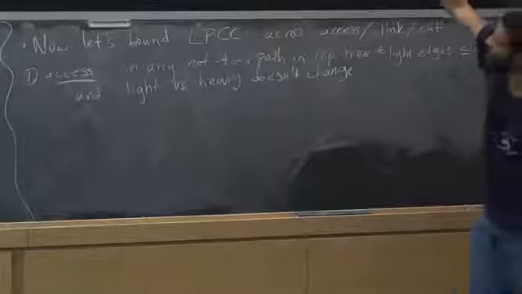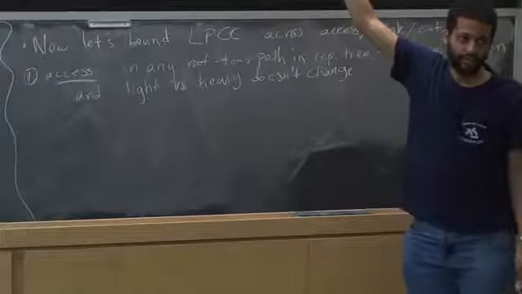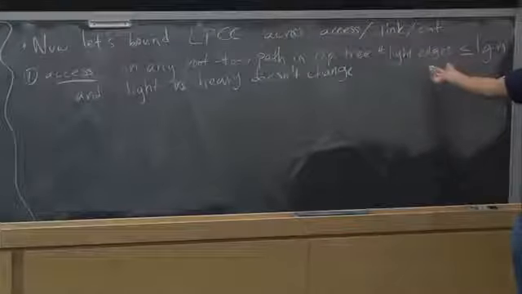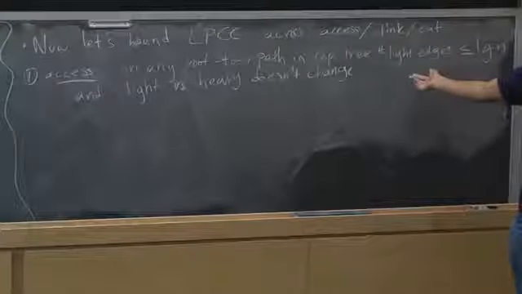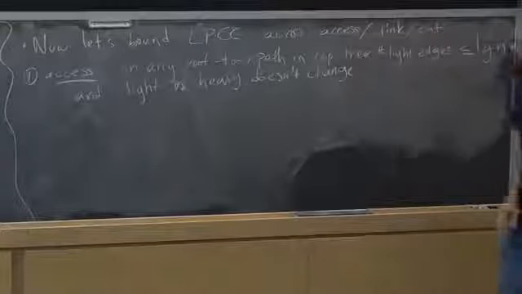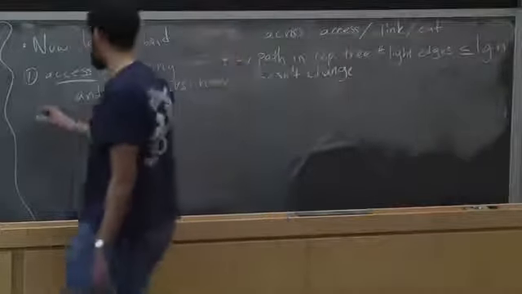Remember, the bound we're trying to get on PCC was m log n, right? So we know that there are at most m accesses. Each one is having at most log n light preferred child creations. So that's m log n. That's fine. So now let's look at link.